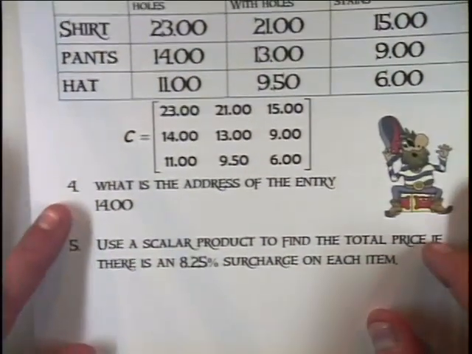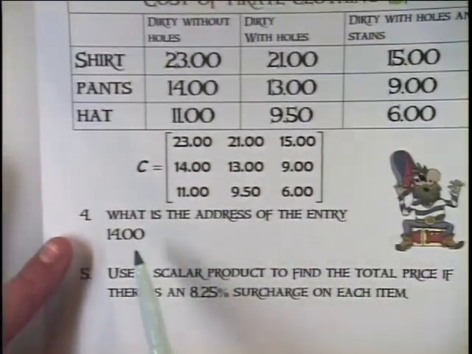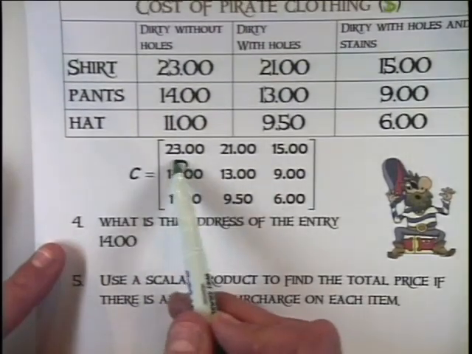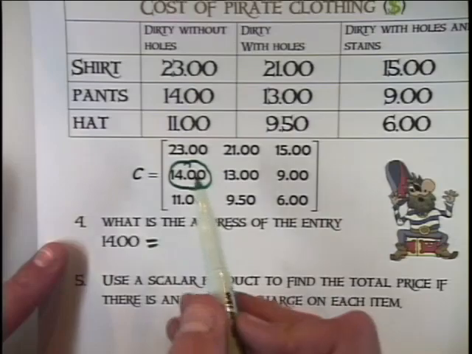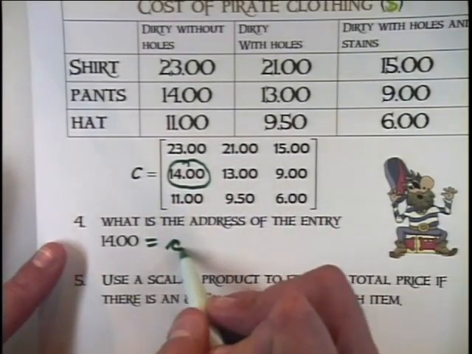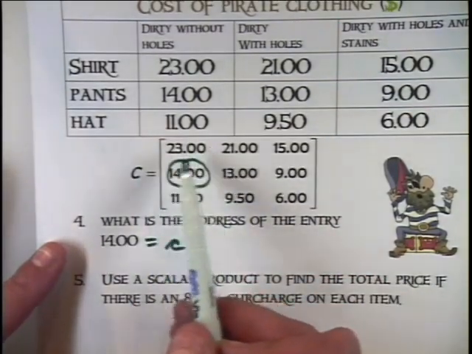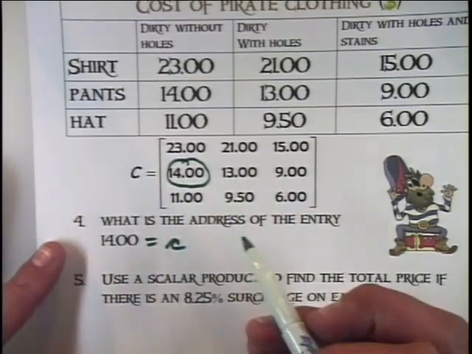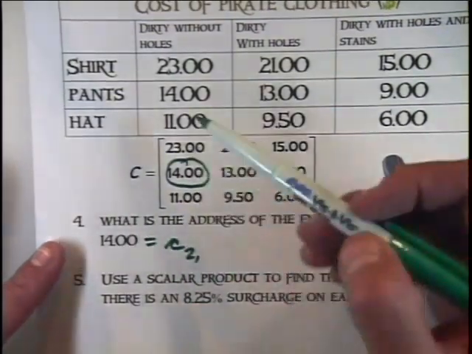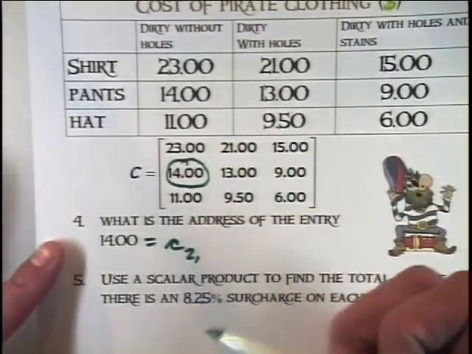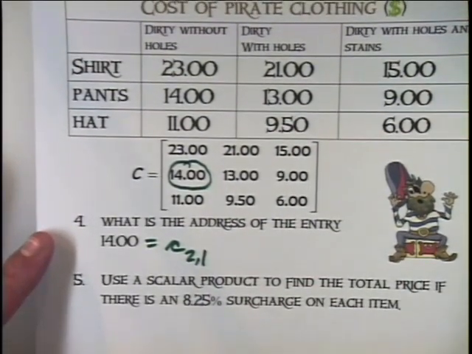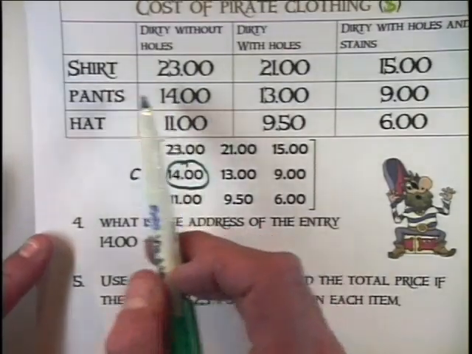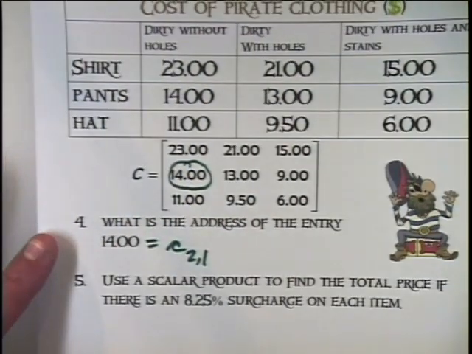All right, let's answer another question. What is the address of the entry that is 14? Well, where's 14? It's right here. Okay, so 14 is going to be where? It's a capital C, so I have to use a little c. And it is in the second row, the middle row. So that's 2, comma, which column? Well, it's the first column. So 14 is in the 2, 1 position. And that's its address. And that represents a pair of dirty pants without holes.